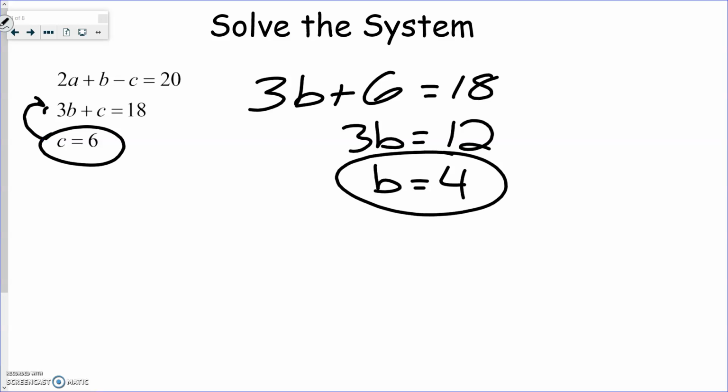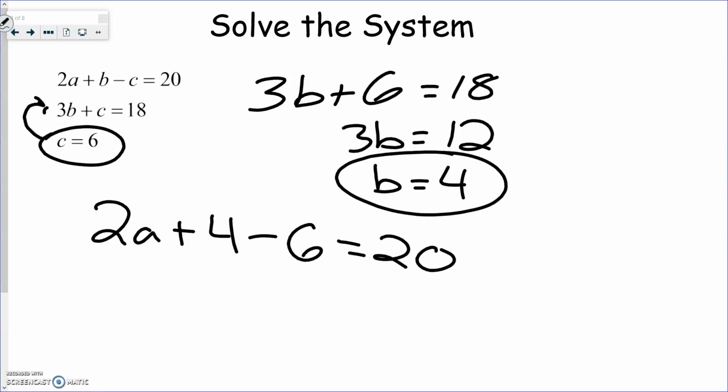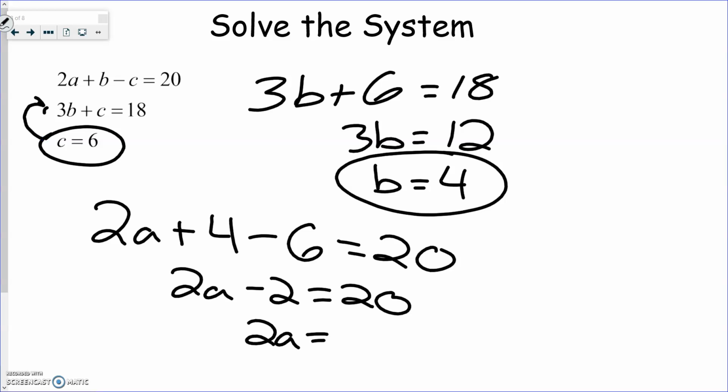There's answer number 2. Now I got to go in and get a. So here I have 2a plus b. Well, b is equal to 4, and minus c. Well, that would be 6, is equal to 20. Combine your like terms: 4 minus 6 is negative 2. Add your 2, you get 2a is equal to 22. So a is 11.